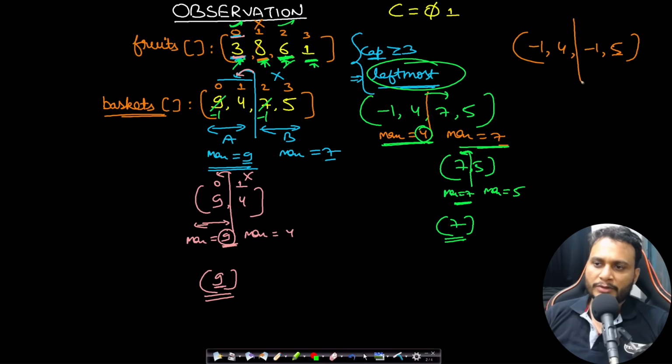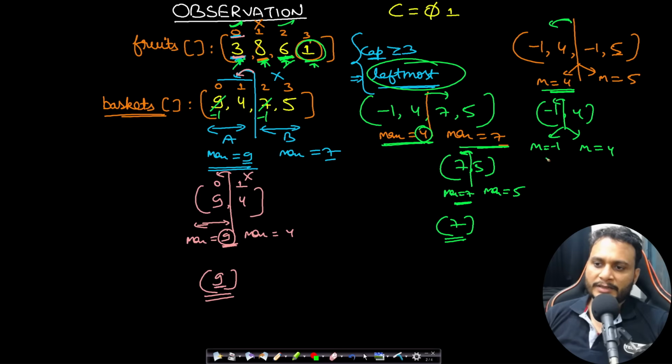Now in this case again you divide it into two parts. On the left side your max value is 4, on the right side the max value is 5, and you are finding for capacity greater than equal to 1. On the left side, is the capacity greater than equal to 1? Yes, the max is larger, so you will search on the left side -1, 4, and then see on the left side the max is -1, on the right side the max is 4.